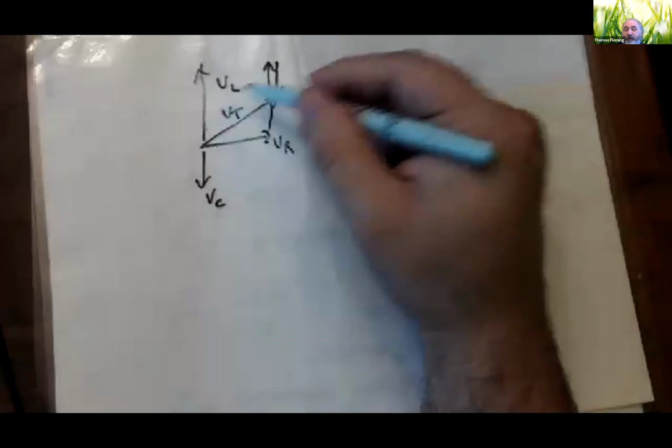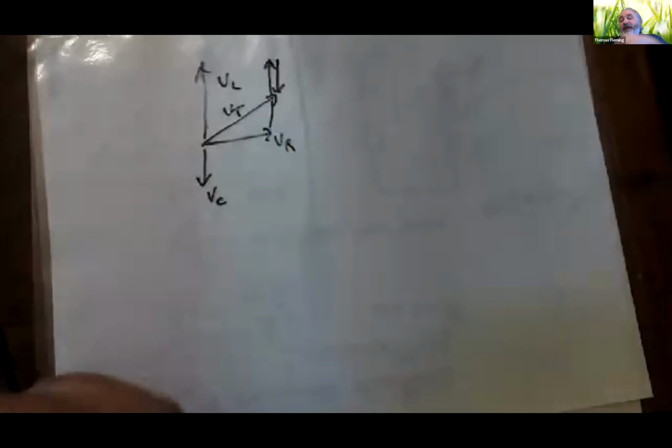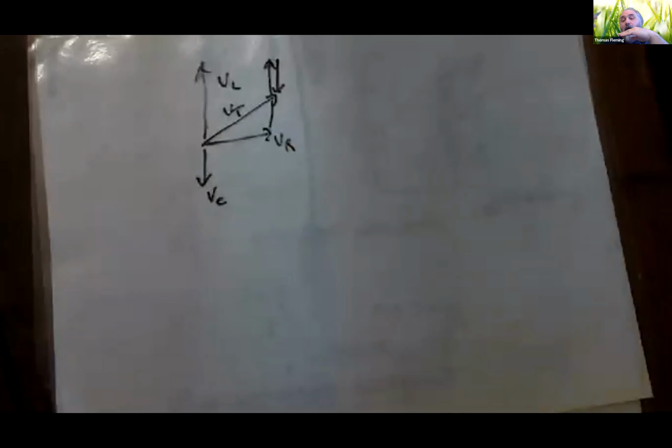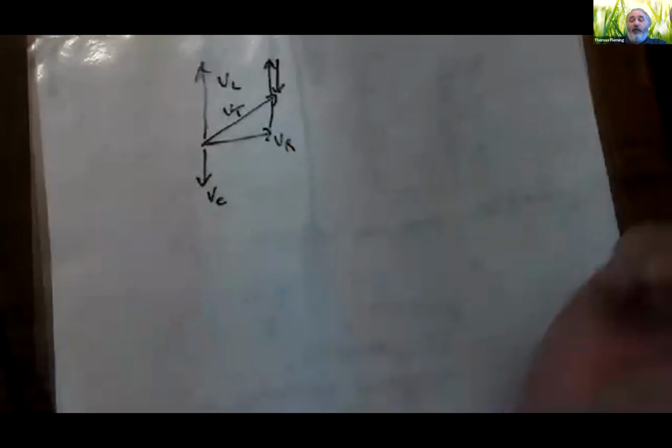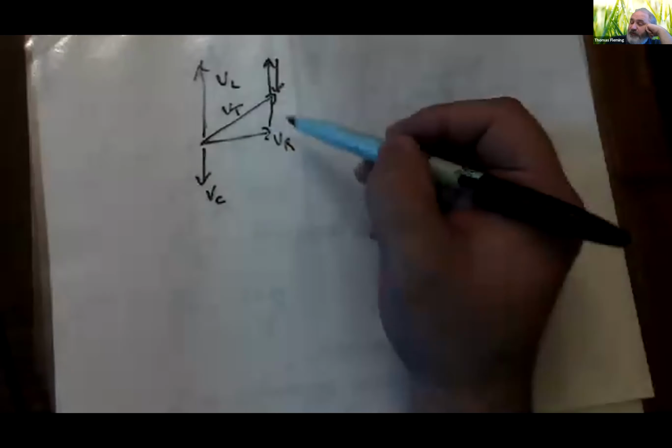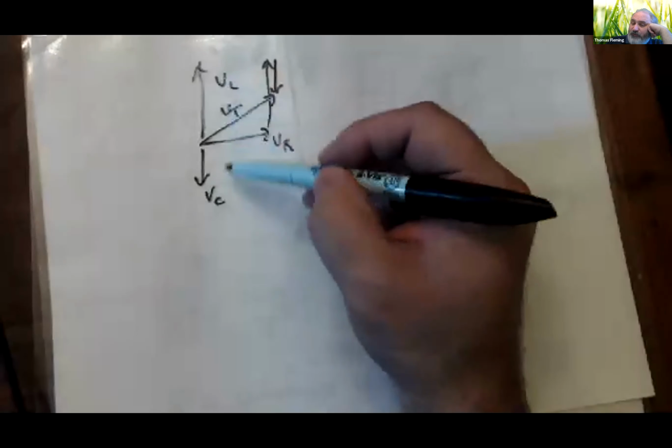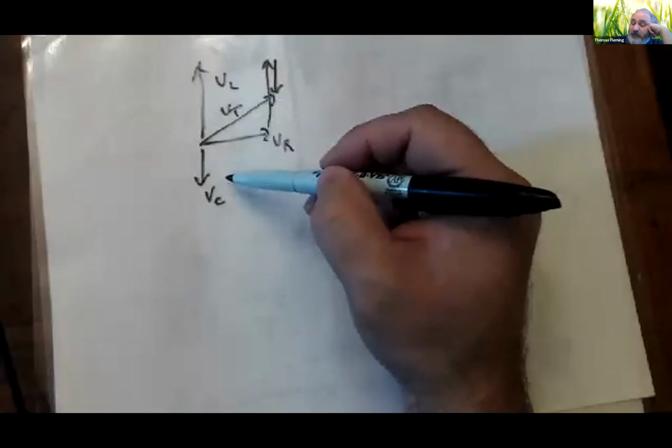So that's our goal. We want to add these three things together. And of course, we know how to add vectors, right? What you do is you add the X components to the X components and the Y components to the Y components. And the way I have it drawn right here, VR is in the X direction, VL and VC are both in the Y direction.